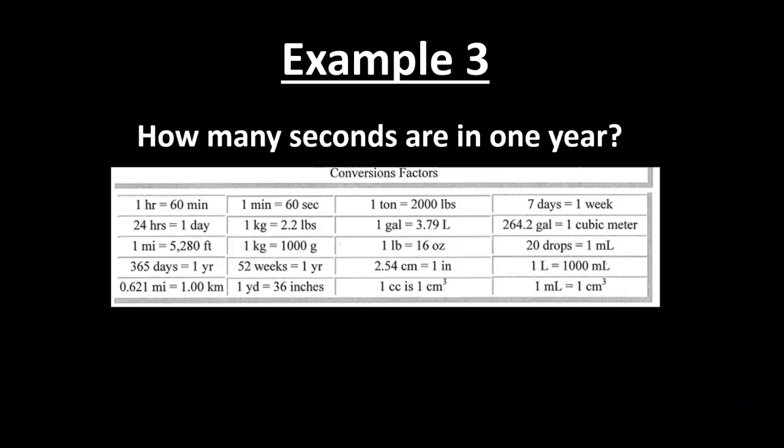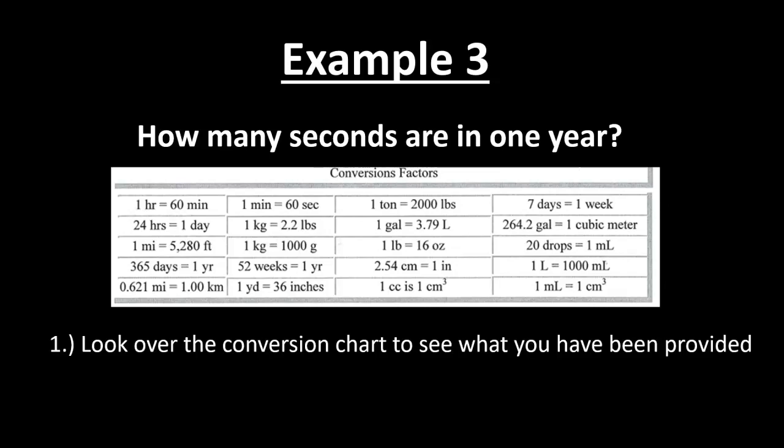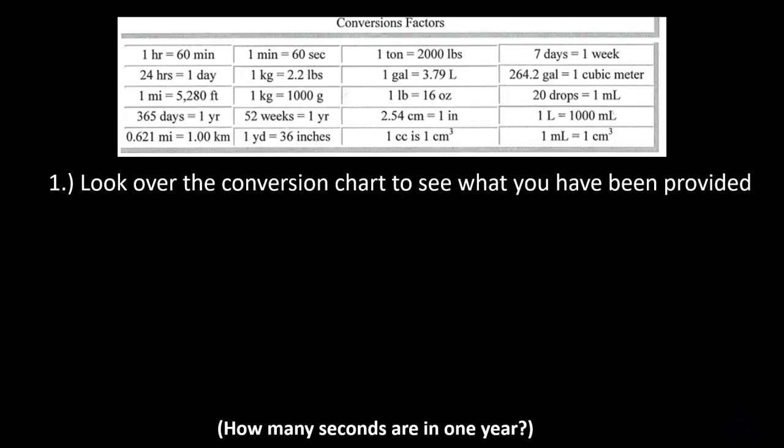Example. This is how many seconds are in 1 year. The first thing I want to do is look over my conversion chart to see what I've been provided. I'm looking for anything that says year, and here I found it. 365 days equals 1 year. Then what's my next step? Well, I need to get down to days because I know that I want my units for days to cancel.